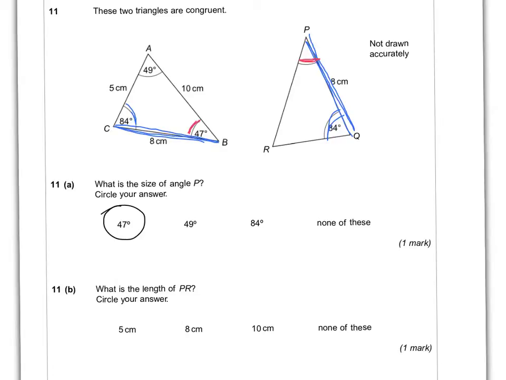Secondly, it asks me what is the length PR. So it asks me what this length here is. This length here connects that angle I've just found to an angle which is not 84. So that one there must match up with this one here. Okay, so colour coding this maybe makes it a little bit clearer. So those two sides match up, so PR must be 10 centimeters.